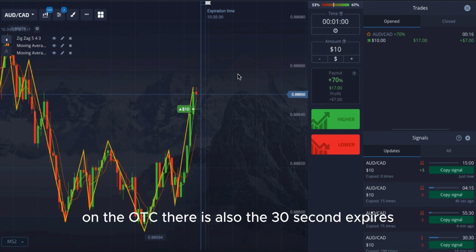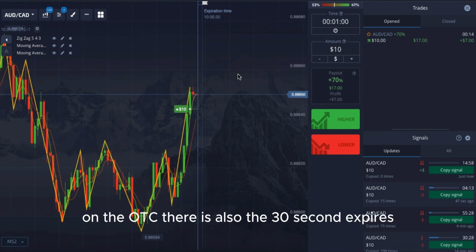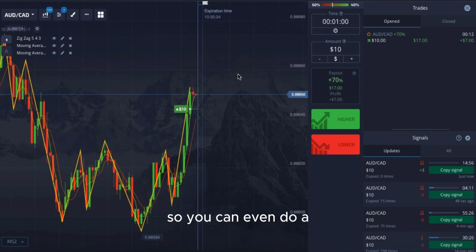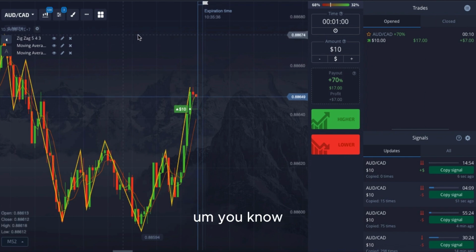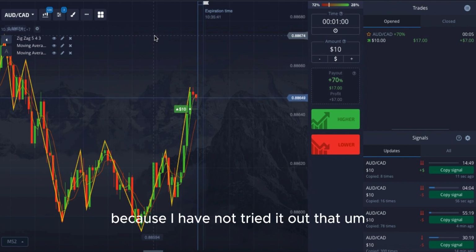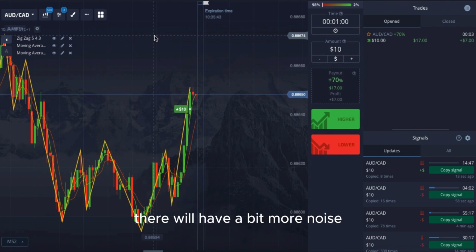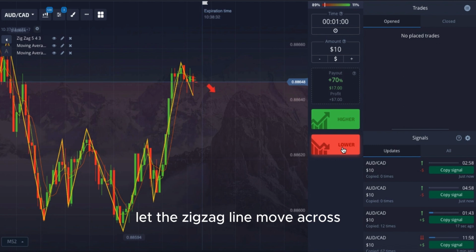And don't forget, on the OTC there is also the 30-second expiries, so you can even do a 15 seconds chart perhaps. But I'm just assuming, because I have not tried it out, that that will have a bit more noise. Let the zigzag line move across.